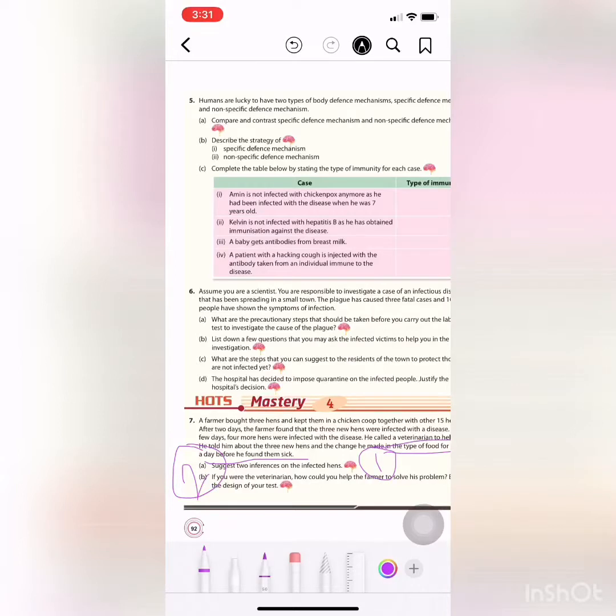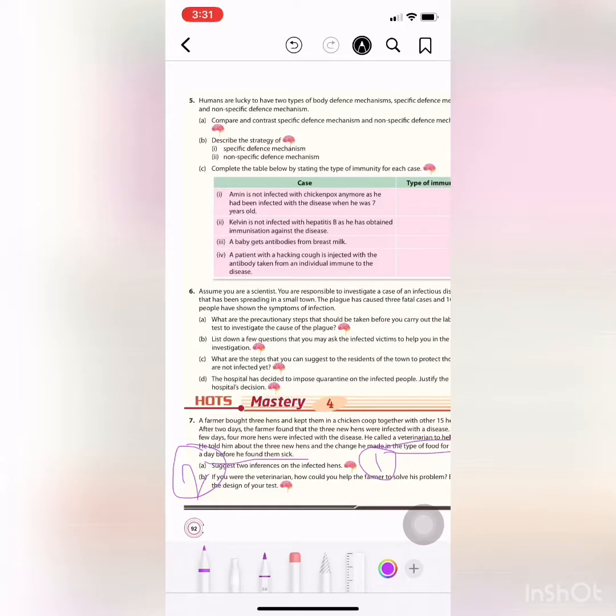Okay, so you write first the 2 inferences. One is because of the food, and the second one because the hens are spreading the disease.